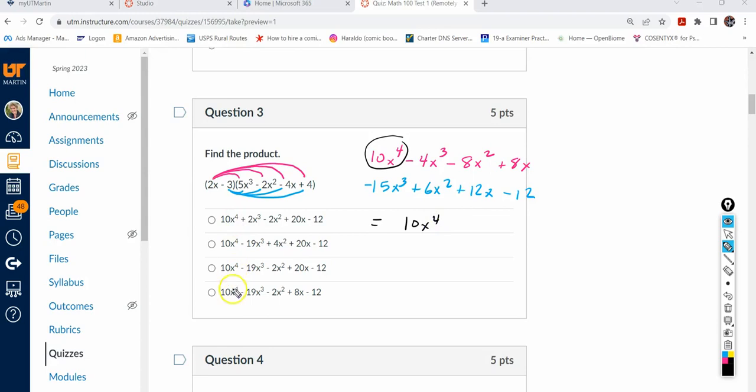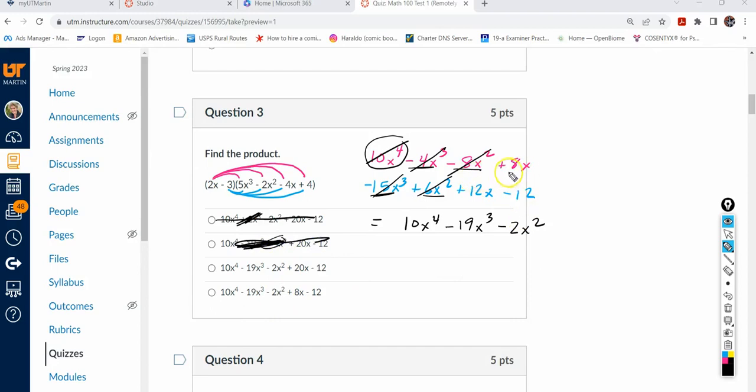And you can see now you can't just decide on one like you did the last one. Now for my x cubed terms, minus 4 minus 15 is negative 19. So it's not going to be this one. So I know it's not going to be that one. So now I've got it down to those three. All right, for my x squared term, minus 8 plus 6 is negative 2. So minus 2x squared, so it's not going to be that one.